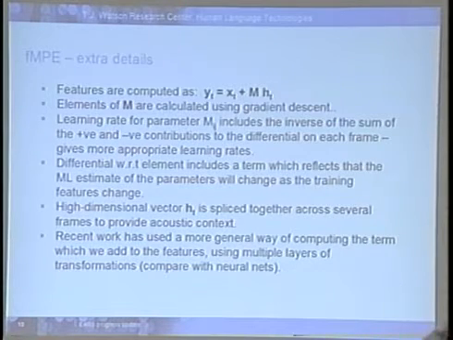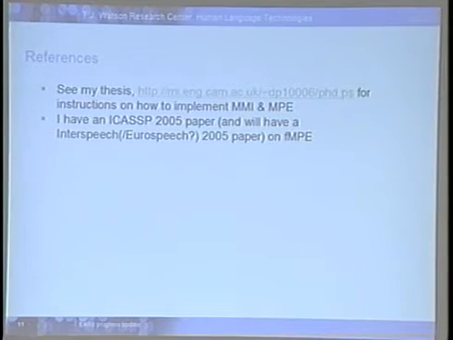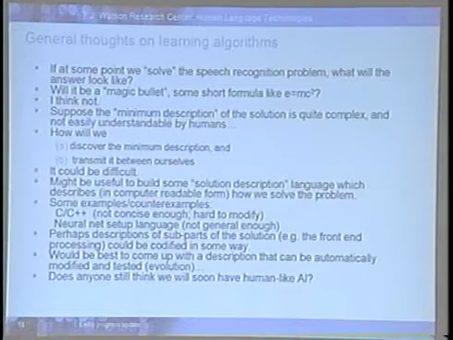I think these extra details I've mainly mentioned already. Oh yeah, I didn't mention the context. This high-dimensional vector HT, in order to get some acoustic context, I actually splice it together across a few frames. And I also splice in a few averages of frames as you get further out. That's all described in the paper. It's probably not the level of detail that you really need to know. Okay, this is just references. I think my thesis is the most useful reference for work on MMI and fMPE. And the fMPE stuff, there's an ICASSP 2005 paper, and there's going to be a Eurospeech paper.